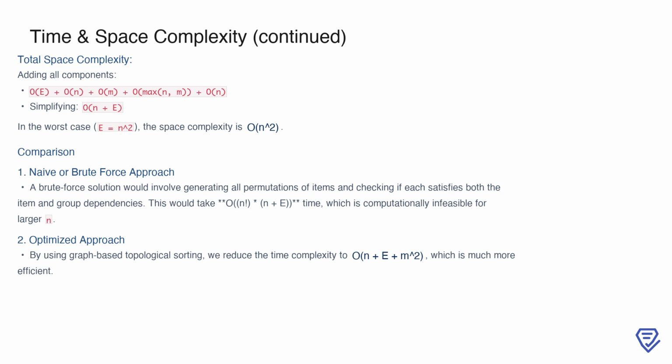Comparing this optimized approach to a brute force solution highlights the efficiency of our algorithm. A naive method would involve generating all permutations of items and checking if each satisfies the dependencies, leading to an infeasible time complexity of O(n! × (n plus E)). By leveraging graph-based topological sorting, we reduce the time complexity to O(n plus E plus m squared), making the algorithm much more practical for larger inputs.